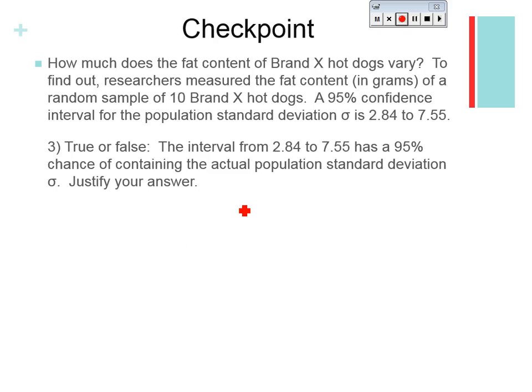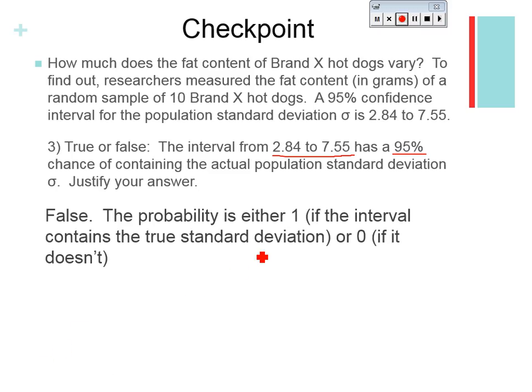So for question 3, it says true or false: the interval from 2.84 to 7.55 has a 95% chance of containing the actual population standard deviation. So remember that confidence intervals do not measure the probability that something occurs. The confidence level that we use is going to determine how many standard deviations above and below the estimate that we get from our sample that interval is going to be. So remember that the confidence level has nothing to do with the probability that something would occur. So the answer to this would be false.